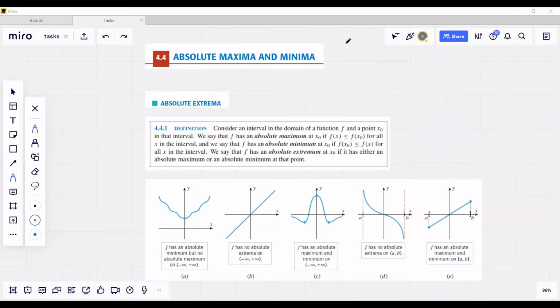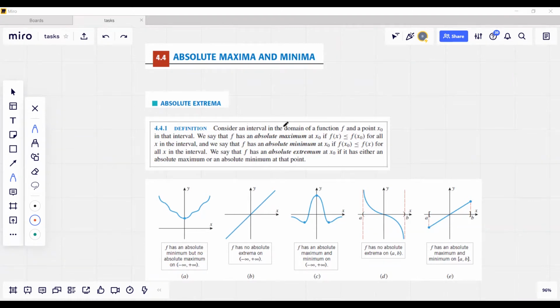Welcome, guys. In this video, we are going to study absolute maxima and minima problems. In section 4.2 on relative extrema points, we studied points where our function has largest or smallest value in some vicinity of a point. Now we are going to extend that concept and find such points where our function has smallest or largest value in the whole open or closed interval.